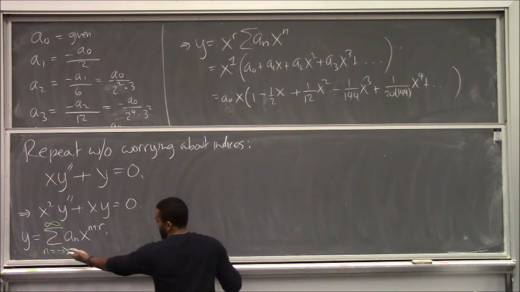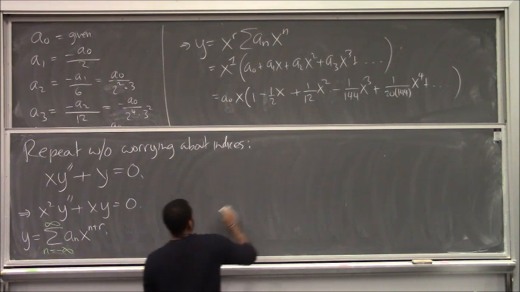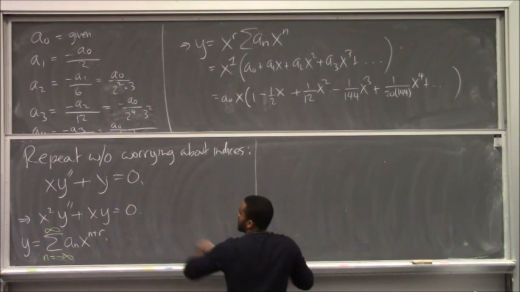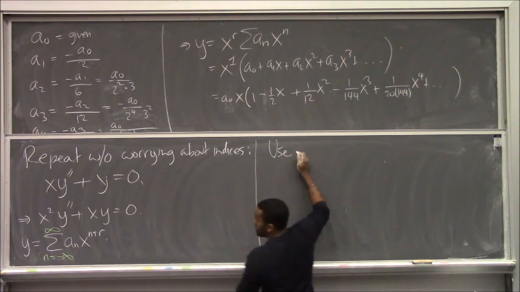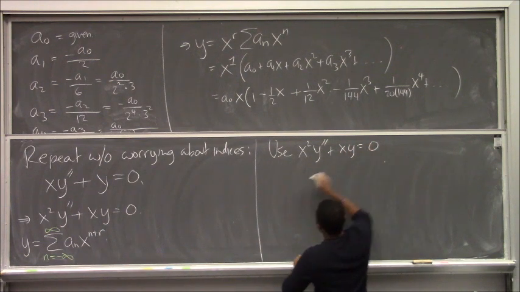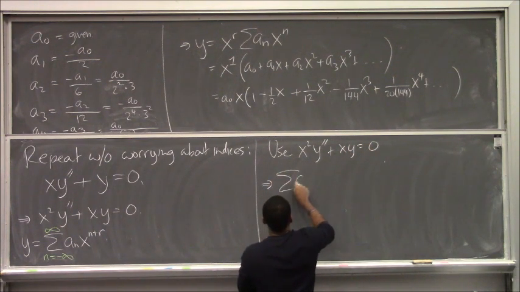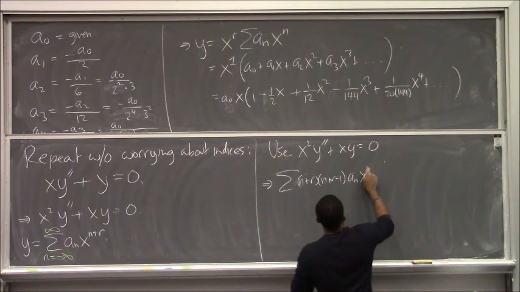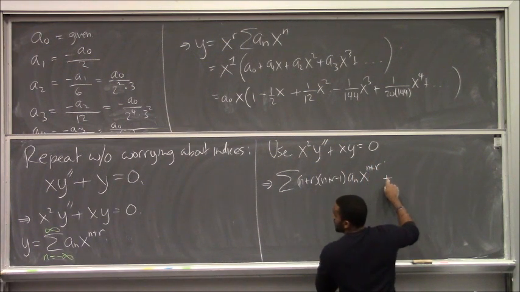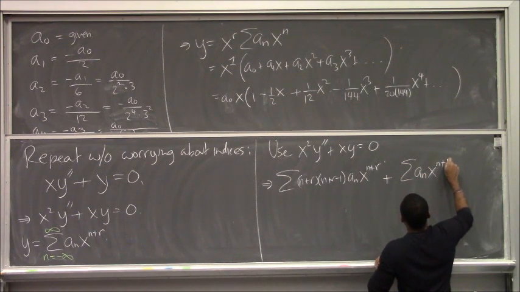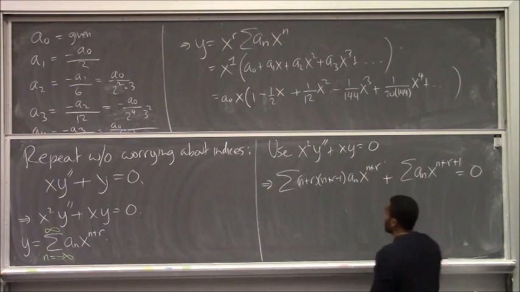But because of that, however I shift, it's not going to matter, so I'm going to ignore it afterwards. So, plugging that into this, I would use x squared y prime plus x y equals 0. This means I would have the series n plus r, n plus r minus 1, a n x to the n plus r, plus the series a n x to the n plus r plus 1 equals 0.